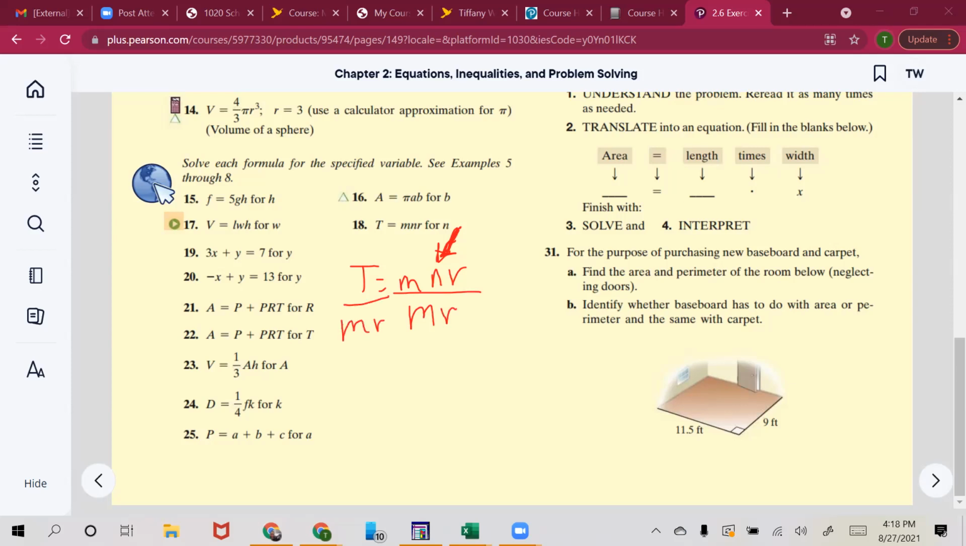Right? So dividing M by M cancels, R by R cancels, and on the right side, I'm left with N equals, and on the left side, I'm left with T over MR. And that's it. That is your final answer. You cannot do anything else with that. We don't know what the variables are.